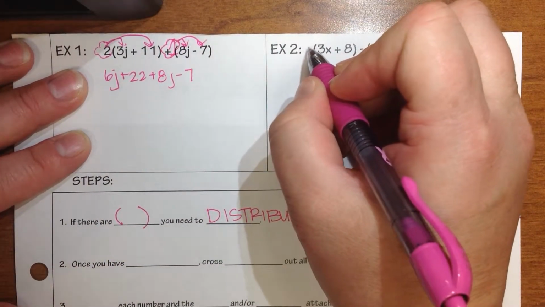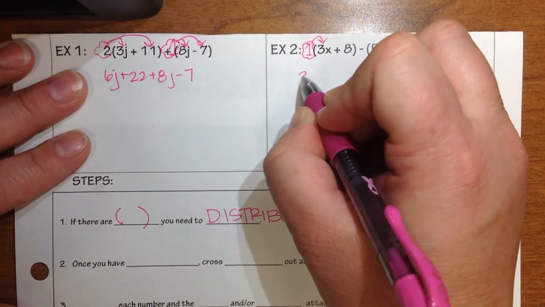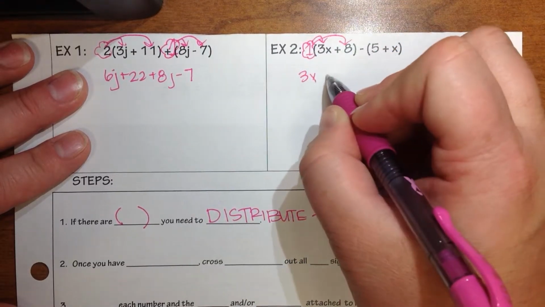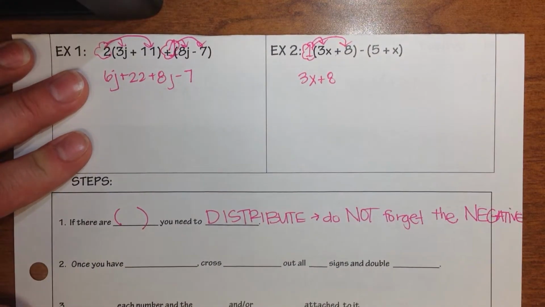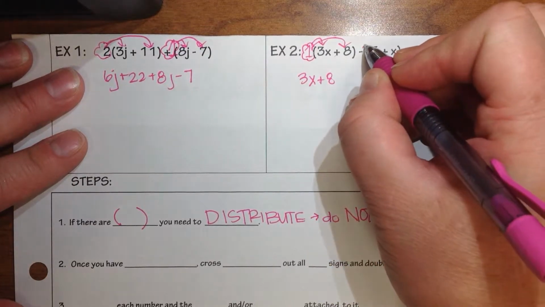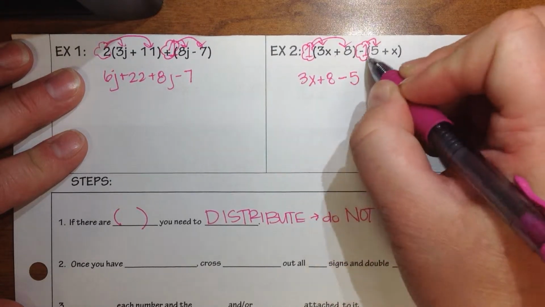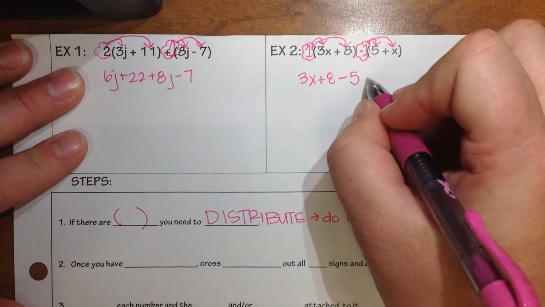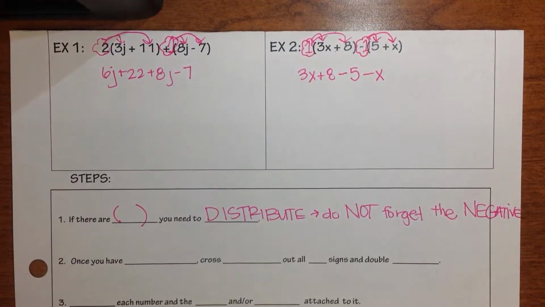Distributing on this one, again, even though there's nothing out here, it's like saying we're timesing it by 1. So I Santa hat it. 1 times 3 is 3x. 1 times 8 is 8. Positive, so I keep it. Now here's where I'm saying do not forget your negative. There is a negative outside this parentheses, which means I'm distributing a negative 1. So negative 1 times 5 is negative 5. Negative 1 times x is negative x. If I bring down my plus, it would be plus a negative x. But if you remember, the negative will overpower the positive, so we're going to write it like that.